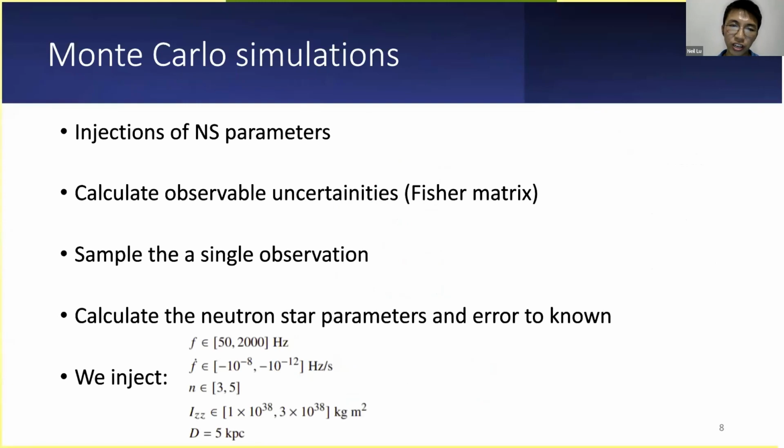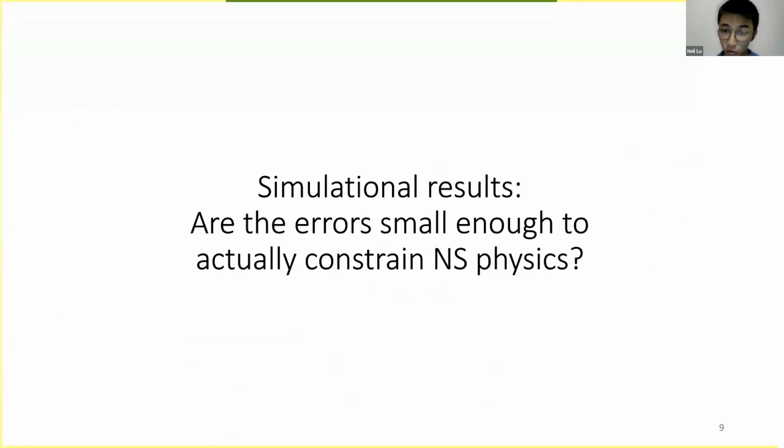The next question is to do some simulational results and to ask the question, are the errors small enough to actually constrain neutron star physics? Or are you going to get something like 100% error bars such that, nominally these things are measurable, but you can't say anything meaningful as a result of them? And so this is what we wanted to consider.